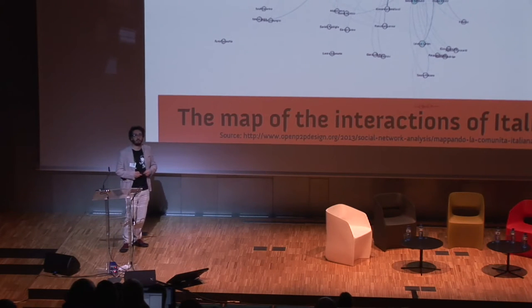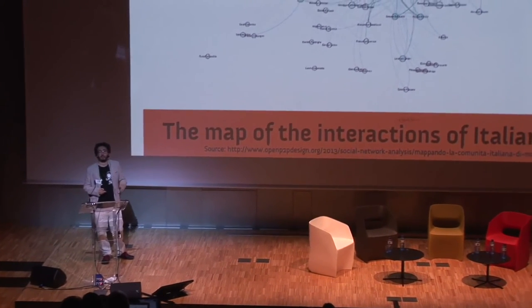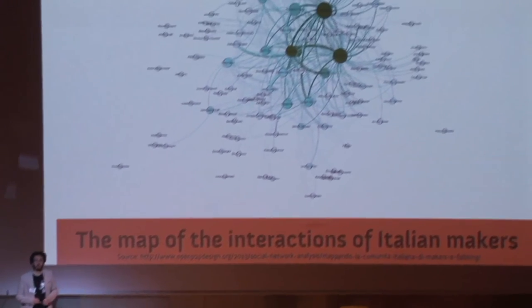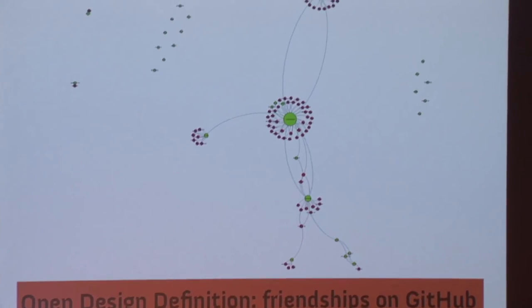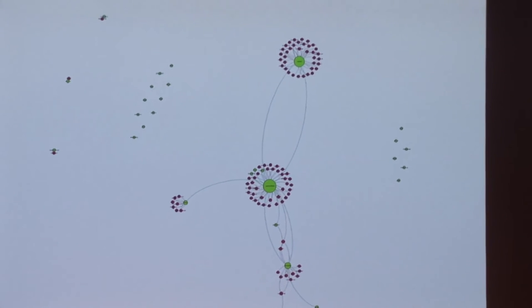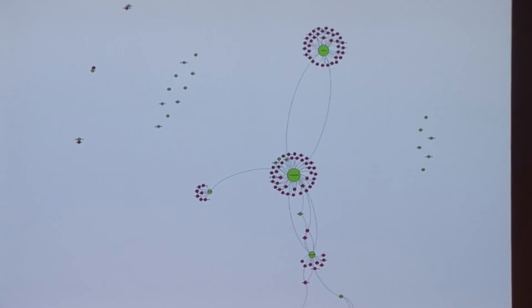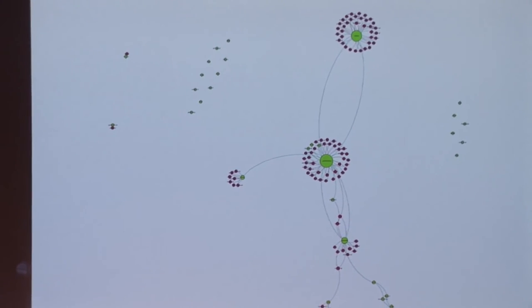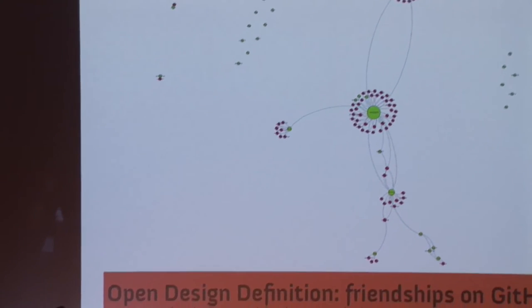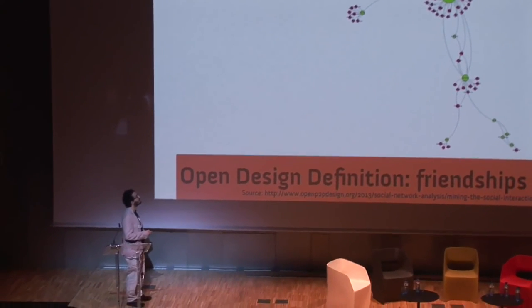And of course, you can build different maps. It's very important that you think about what to map before doing it, because there is no single way of mapping social networks. For example, this is another network, from the open design definition. It's the network of the people working on the open design definition. The green nodes are the people working on the definition. The red ones are not working on the definition, but they are on GitHub. And these are people that are following each other. We see that we have 2 big nodes and 2 small nodes, and some people who work on the definition but have no friends.